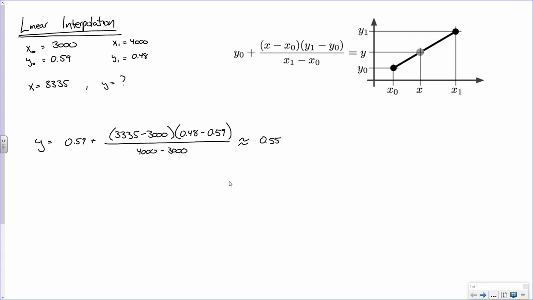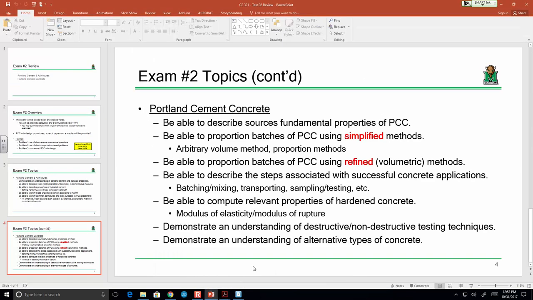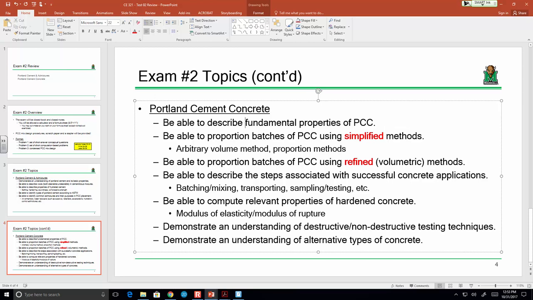Yes. When you asked to describe, so, hold on. That source is wrong. That isn't supposed to be there. That was a typo. It should be just fundamental properties of hardened concrete. Sorry about that. I'll be honest, that came from the exam one review slide when I said sources of aggregate, and I was in a hurry.